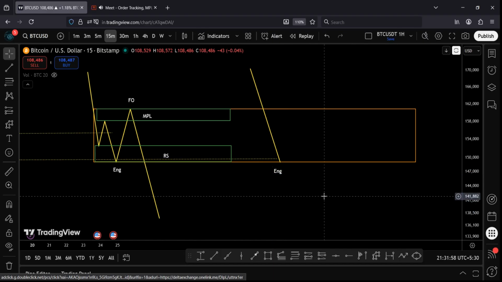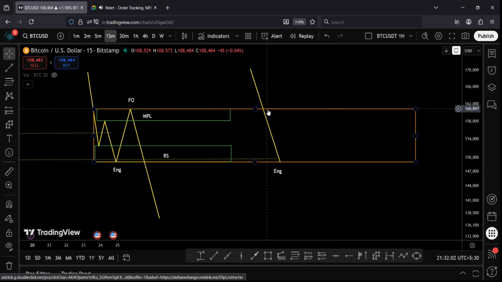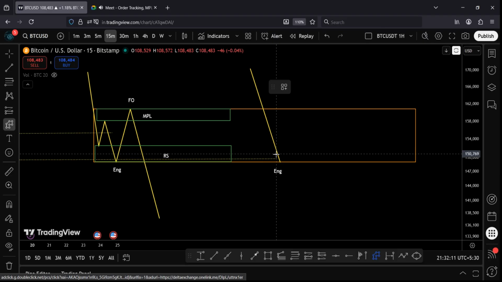So now this has to fake out. Now what will it do? This does not have any past level here, any past area here. So what will this do? This will follow a can-can pattern. What is the can-can pattern?